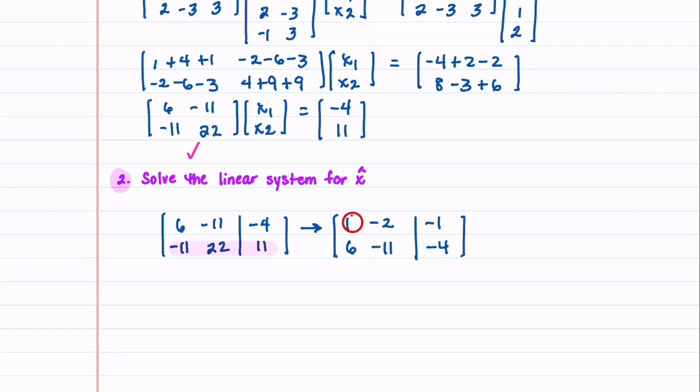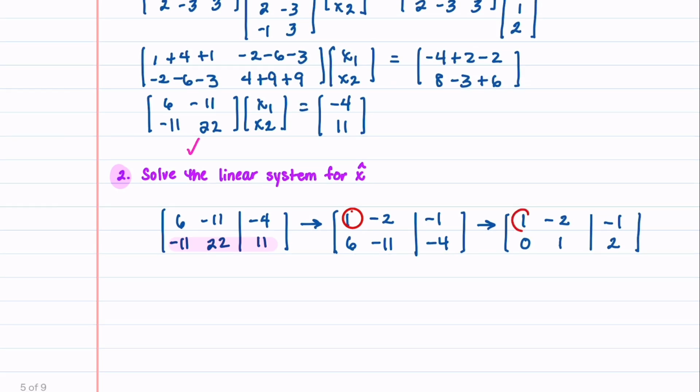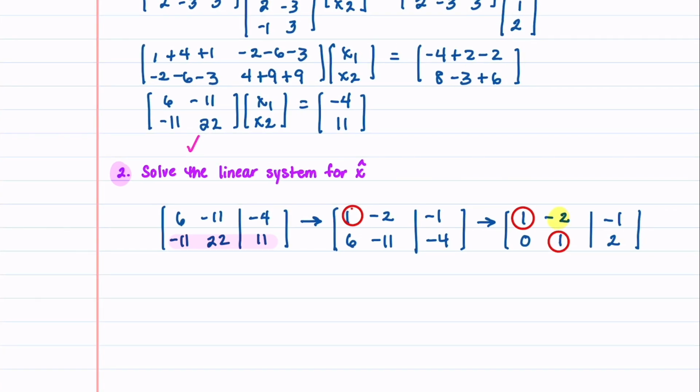We'll circle our pivot and then multiply row 1 by minus 6 and add it to row 2. And we end up with a 1, minus 2, minus 1, and then this becomes a 0. We have a 12 minus 11, which is 1, and then we have a 6 minus 4, which is 2. We now have our two pivots, and we need to get a 0 above our second pivot. So let's multiply row 2 by 2 and add it to row 1.